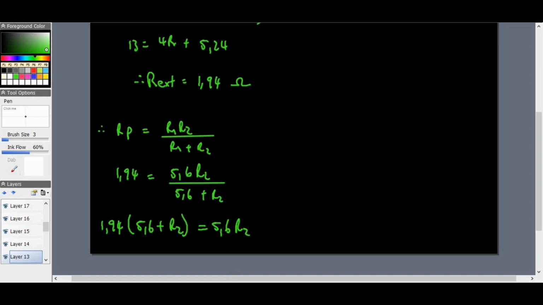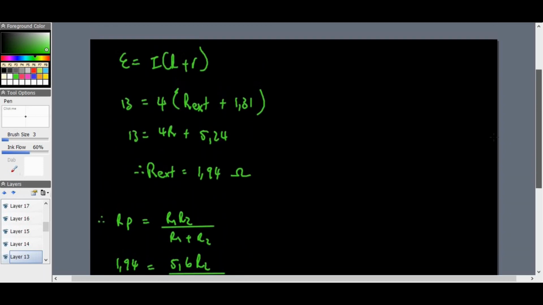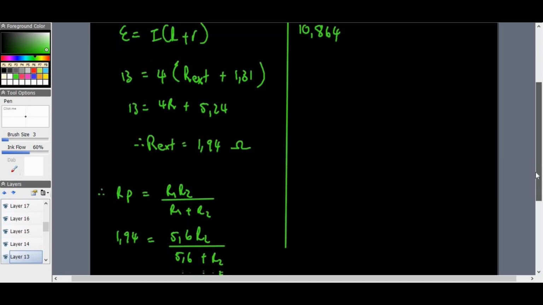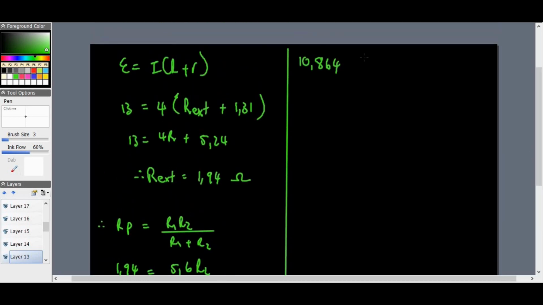So 1,94 times 5,6. I'm going to need to go to the top of this page again, and let me just rule a line off. That's going to be 10,864. I'll write the entire number down. Plus 1,94 R2. That's going to equal 5,6 R2.